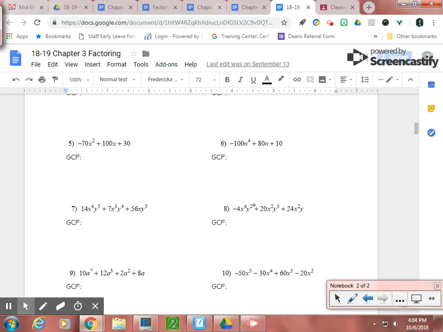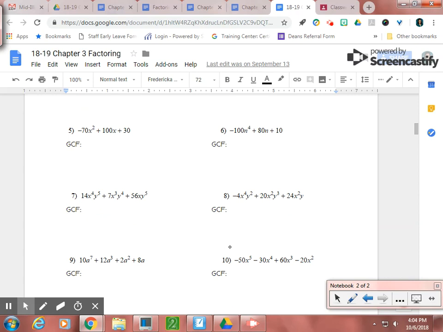Okay, same thing here. They're just a little bit bigger this time. So you're looking at the same thing. What do these have in common? Well, the biggest thing that this has in common is 10. They're all divisible by 10. So when you divide out what's left of this, you have negative 7x squared, 10x, and 3. And you can't take out a variable for that, so that's your final answer.